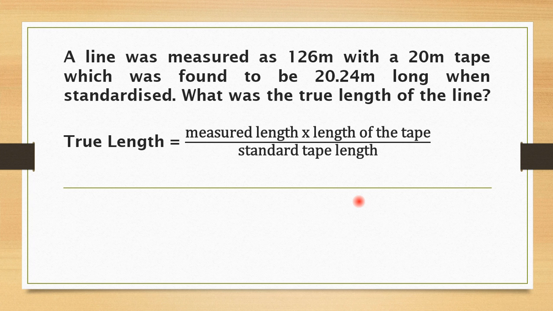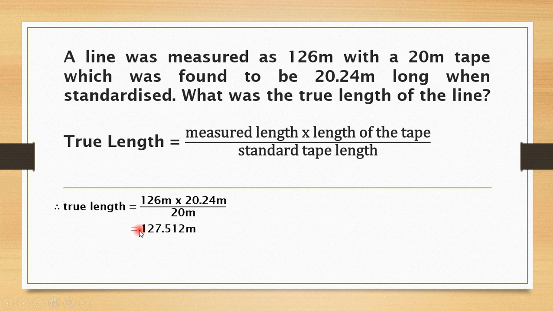To work out the true length of the line measured, we use the formula: true length is equal to measured length times the length of the tape over the standard length. Substituting the figures given in the question into the formula, we have 126 meters times 20.24 meters divided by 20 meters. After you've done your calculation, the answer should come to 127.512 meters. This is our answer that we've realized after making the calculations using the calculator.